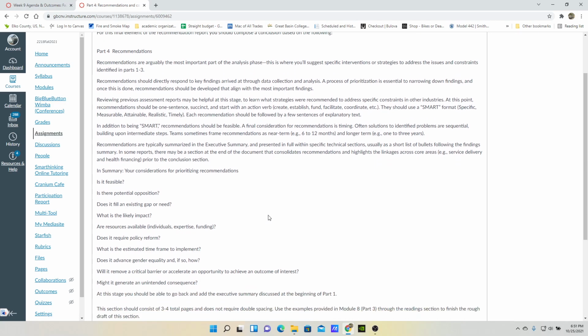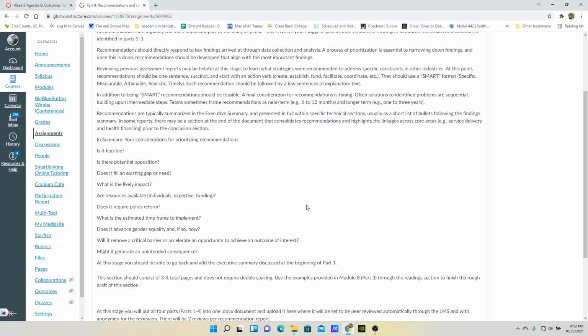So, in summary, your considerations for prioritizing recommendations should follow these criteria. Is it feasible? Is there potential opposition? I.e., if you're talking about opening a position but it's someone else's job, would that create opposition within the company, within the agency that you're talking about?